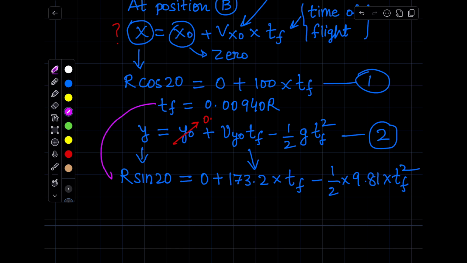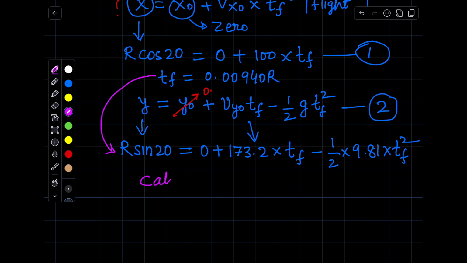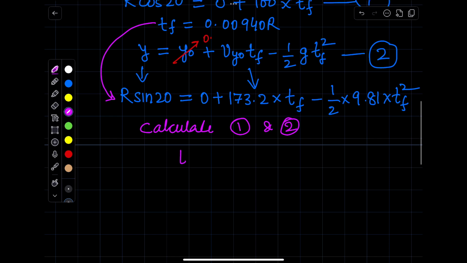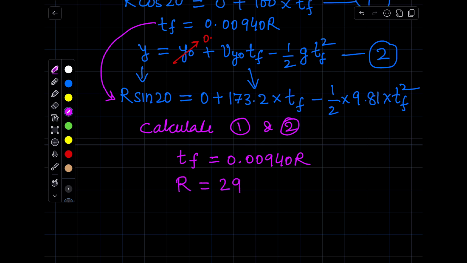In this equation 2 you can also see that there are two unknowns R and tf. So you can put the value of tf in the equation 2, as you can see by purple line. So now we will calculate by using calculator value for R and for the tf. Based on the information from equation 1 and equation 2, the value for R is 2970 meter. So here we have used the simple formula.